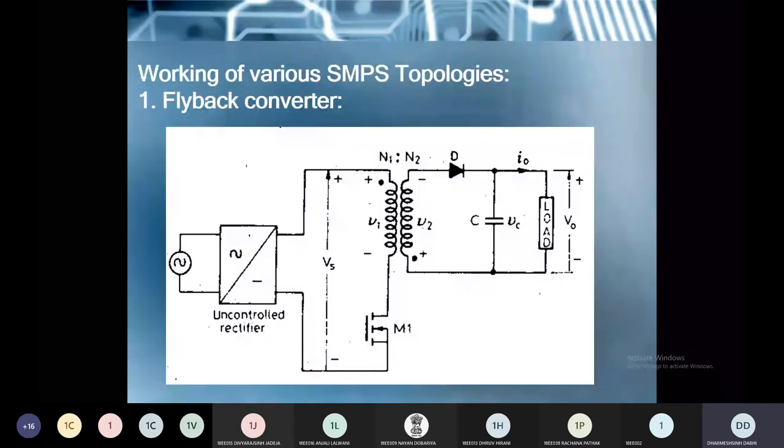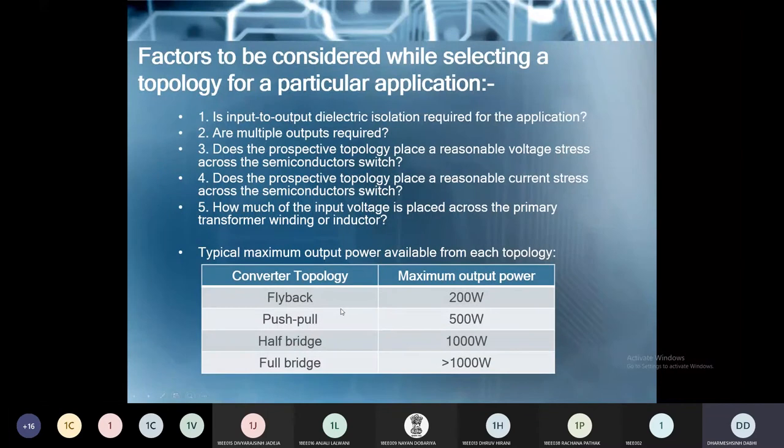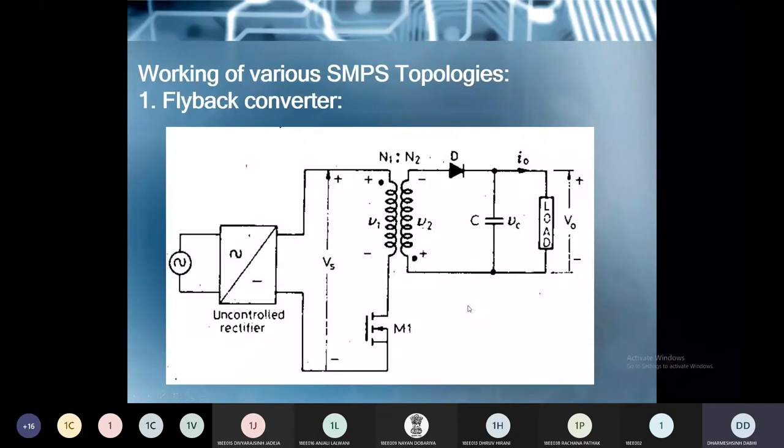Now, let us start with the first topology, that is the flyback converter, or you can call it the flyback SMPS, which can be operated up to 200 watt. Now you can see the circuit diagram of the flyback converter. As we saw in the single line diagram, the same thing happens in all these converters, all these SMPS: flyback, push pull, half bridge as well as full bridge.